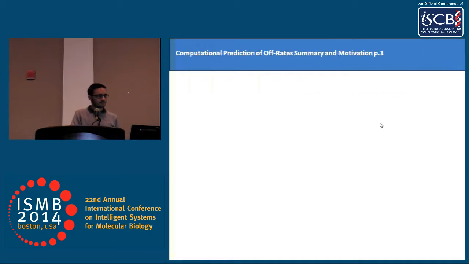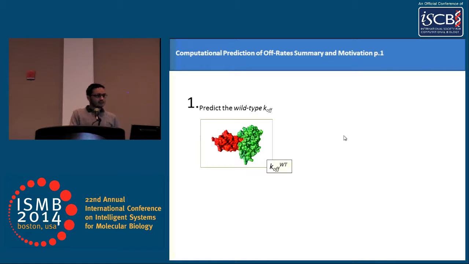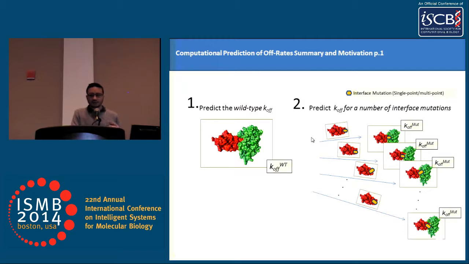So this sets the stage very nicely for having computational prediction of off rates and changes in off rates upon mutation. The idea is that given a structure of a receptor-ligand complex, we want to be able to predict the off rate of the wild-type complex, and for a number of mutations, we want to be able to predict the changes in the off rate. From that, we can calculate the change in K off.